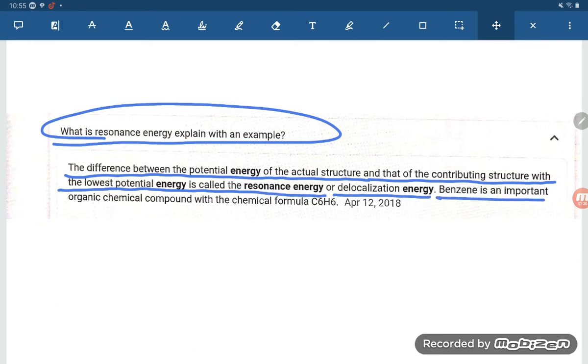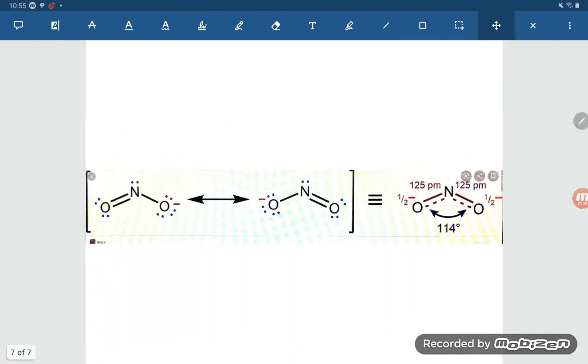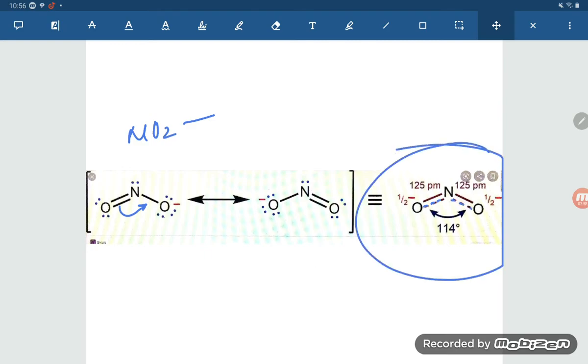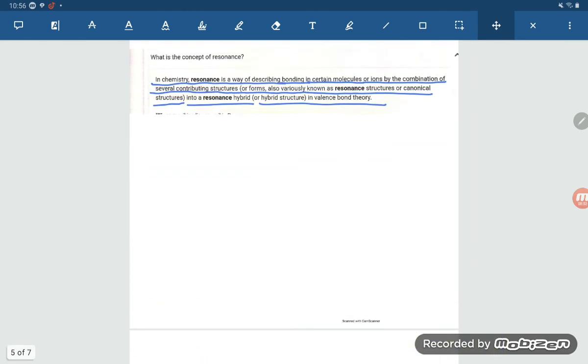Delocalization energy. Benzene is an important organic chemical compound with the chemical formula C6H6. Here is one example they have taken, NO2 minus. First the double bond is here, second time the double bond is here, and lastly this is the position. They mention that the double bond is delocalized over both the atoms. So this is the resonance hybrid structure. This is all about resonance structures.